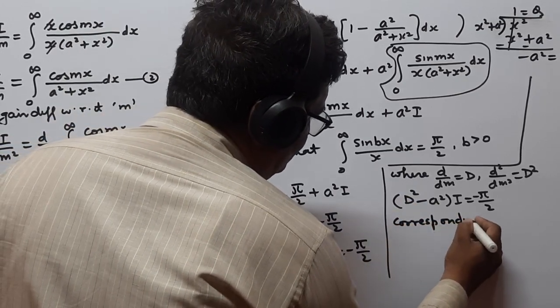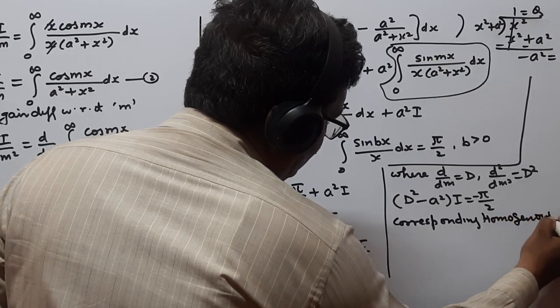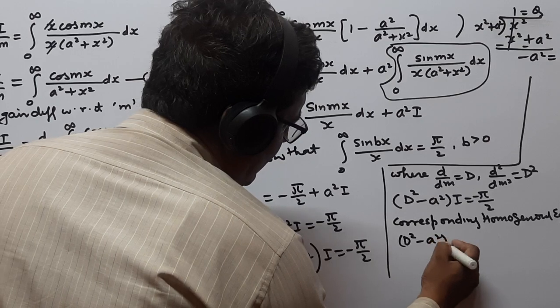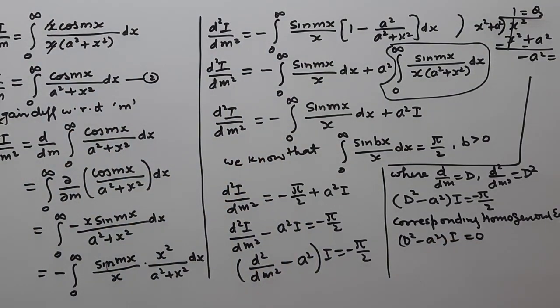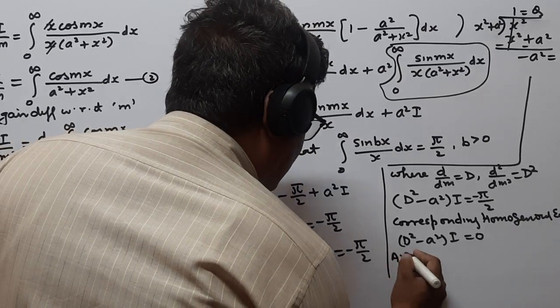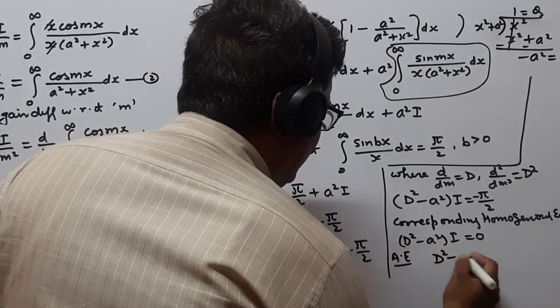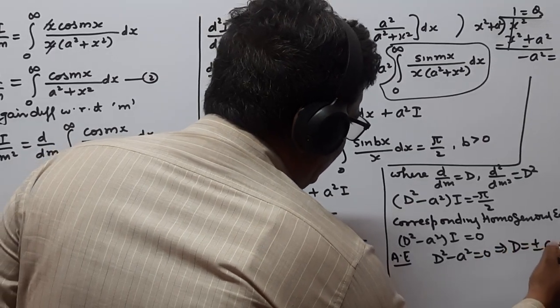Corresponding homogeneous equation: D square minus a square, I, is equal to 0. So here we make the auxiliary equation, that is, we write D square minus a square equal to 0. This gives D is equal to plus minus a.